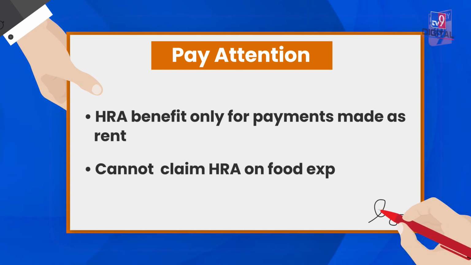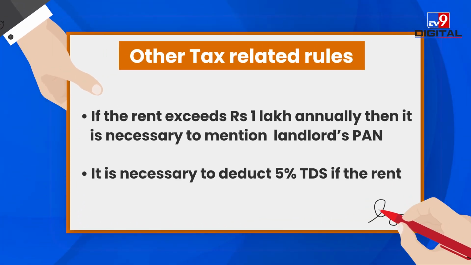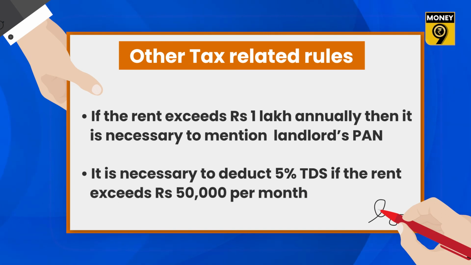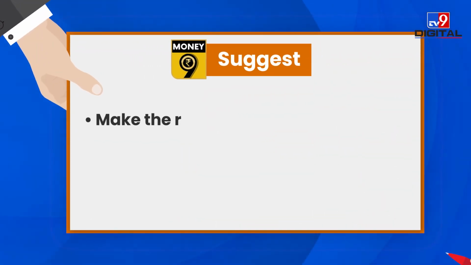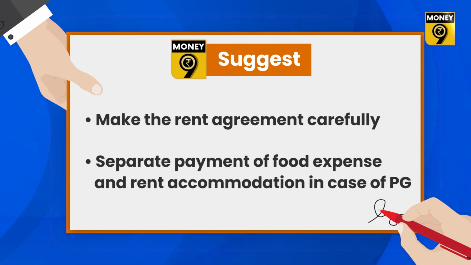Other tax rules remain the same for people living in PG and shared accommodation in flats. For example, the PAN of the landlord must be mentioned if the rent is in excess of rupees 1 lakh per year. If the rent is over rupees 50,000, then deduct 5% TDS. For people like Sandhya, Money9 suggests to draft the rent deed carefully while living in a shared accommodation, whether in a flat or in a PG. Enter your name and keep rent and food charges separate.